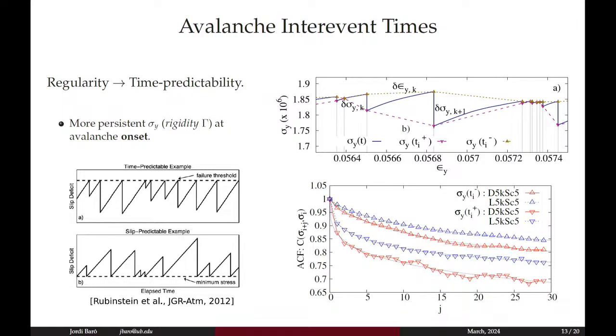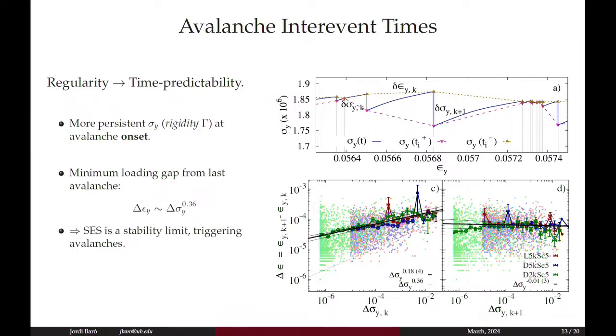We simply look at the times before and after the avalanche, the sizes before and after the avalanche, and the external stress. What we observe by looking at the autocorrelation function is that the ones on top are more persistent. This implies that we are closer to a situation where the SES is a stability limit, right? When we get to this SES, avalanches are triggered, and we are in a situation of time predictability, right? You can understand it better by looking at this distribution between the waiting time and the size of the avalanche before and after that waiting time, and you clearly see a linear dependency.